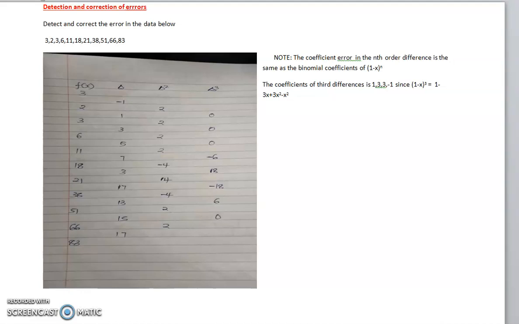The coefficients of the third difference are 1, negative 3, 3, and negative 1. You get this by expanding 1 minus x raised to power cube. That one you get 1 minus 3x, then plus 3x squared, then minus x cube. You can clearly see that there are 4 coefficients. This is 1, 2, 3, and 4. Also, in the third difference here, we have the 4 coefficients. This is 1, 2, 3, and 4.